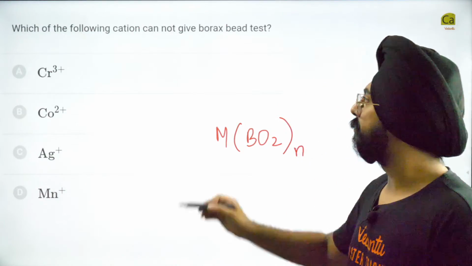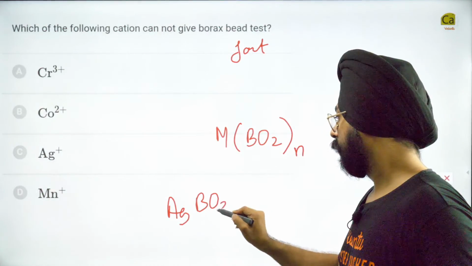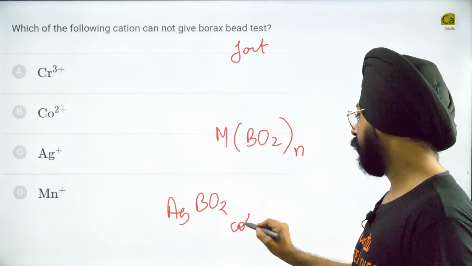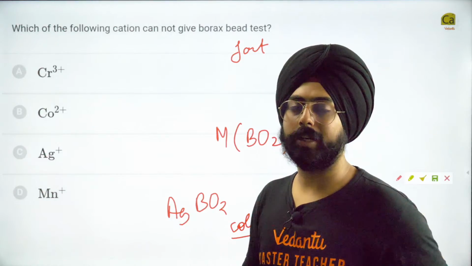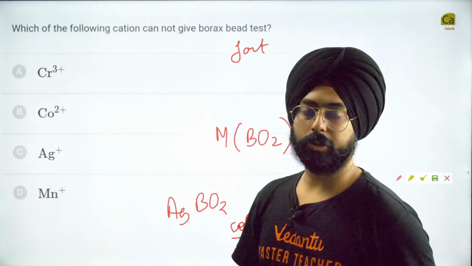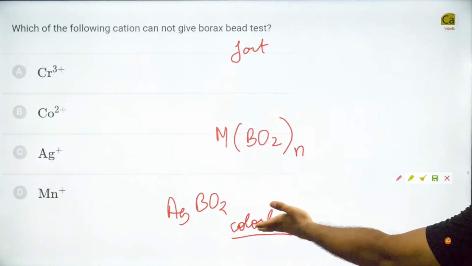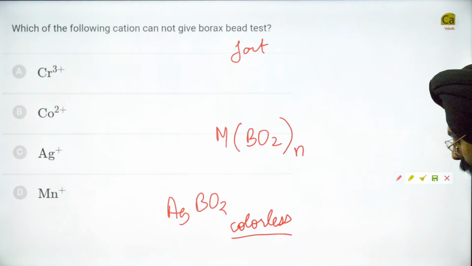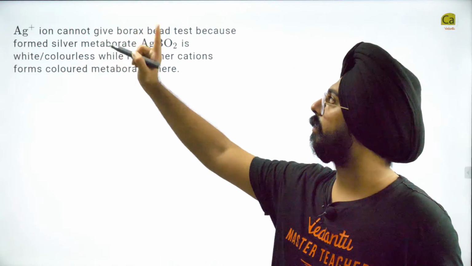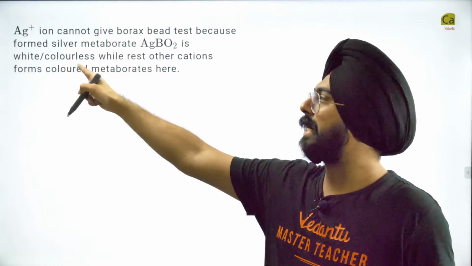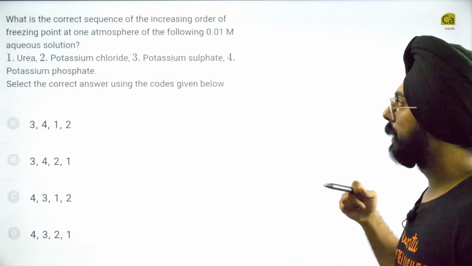This is again a factual question. The fact is that AgBO2, the metaborate of silver, is colorless. Borax bead test is essentially when you get these metaborates that are colored in nature. When you heat them up, your metaborates get formed and your reaction gives a very beautiful color. तो वो कलर नहीं आएगा इस केस में, it is colorless, hence it does not give a borax bead test. So the Ag+ ion cannot give borax bead test because the silver metaborate formed is white or colorless while the others are colored. Again, this is from qualitative analysis.